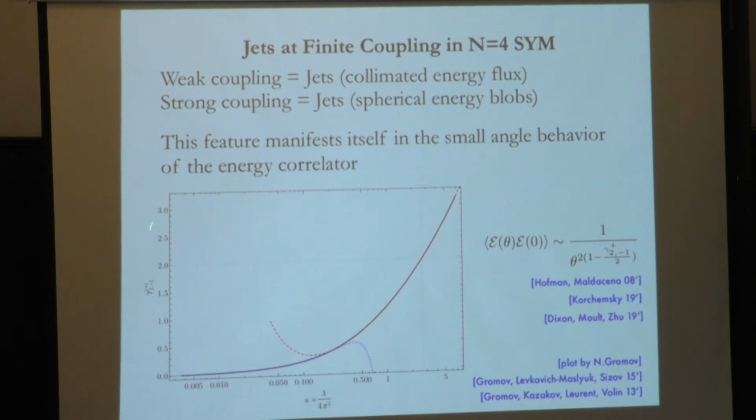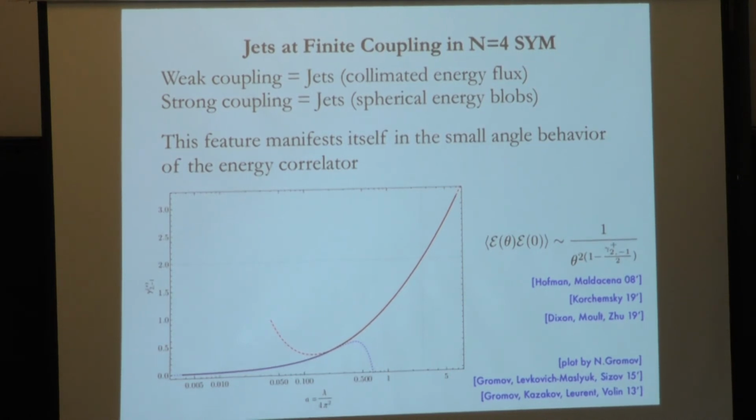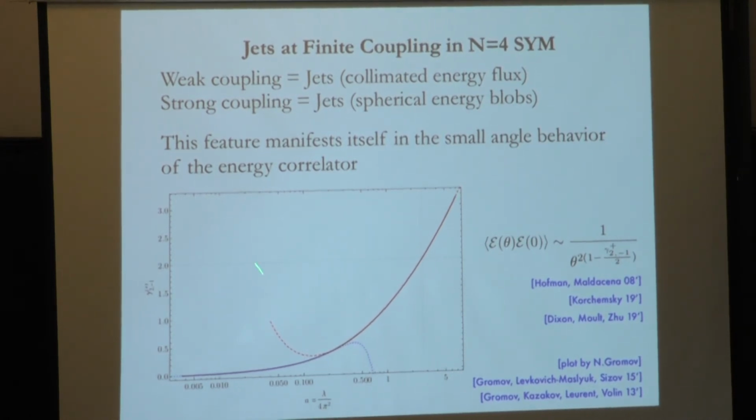But the one interesting plot which I wanted to show, with which to conclude my talk, was produced for us by Kolya Gromov. It's related to the small angle behavior of the energy correlator. So imagine you have an event like an E plus E minus collision. In QCD, you generate jets. What is a jet? A jet is a collimated flux of energy in localized tubes. The same happens in N equal 4.